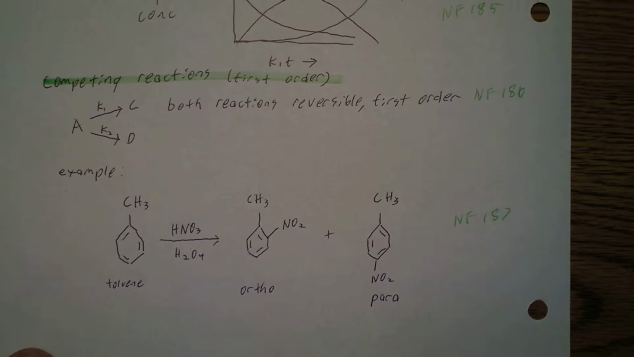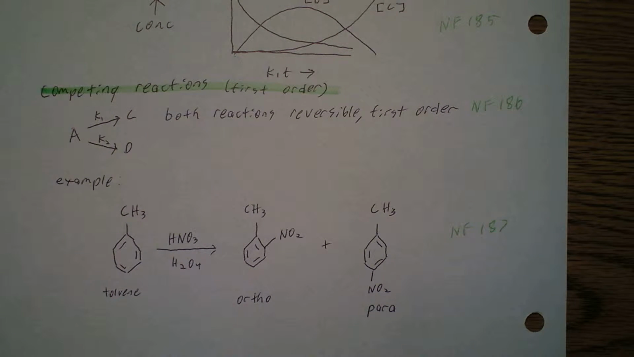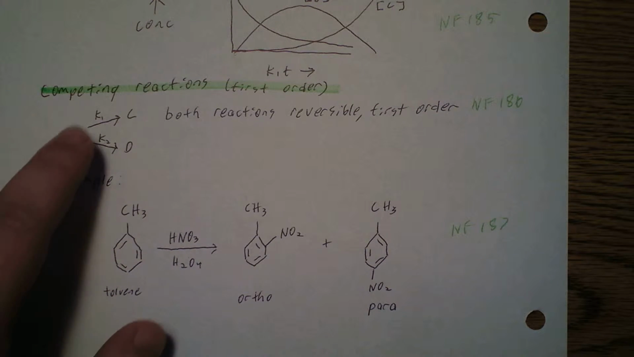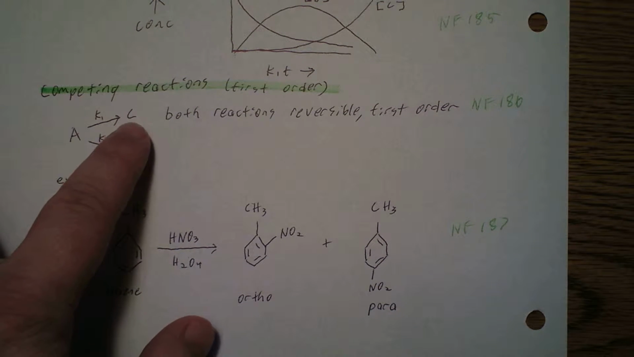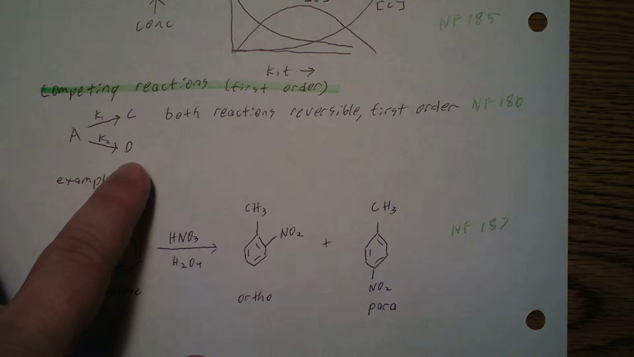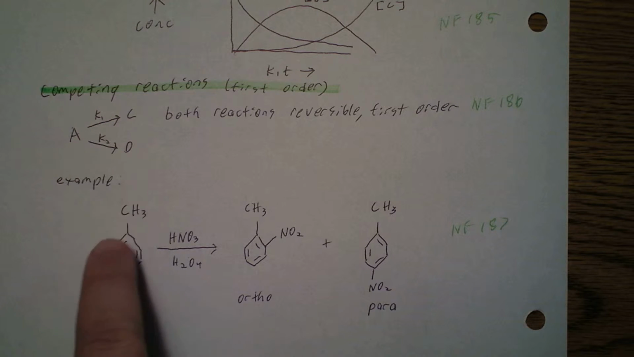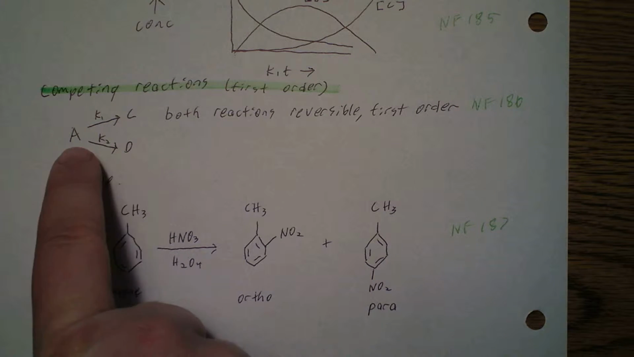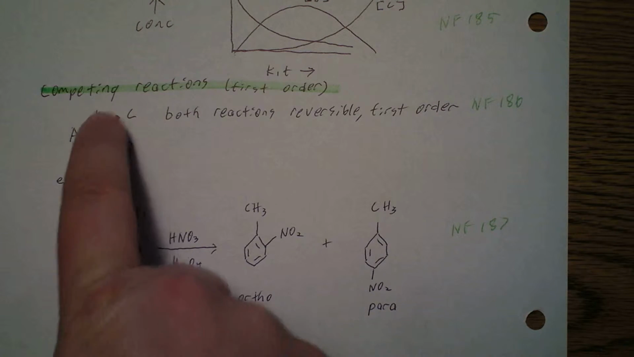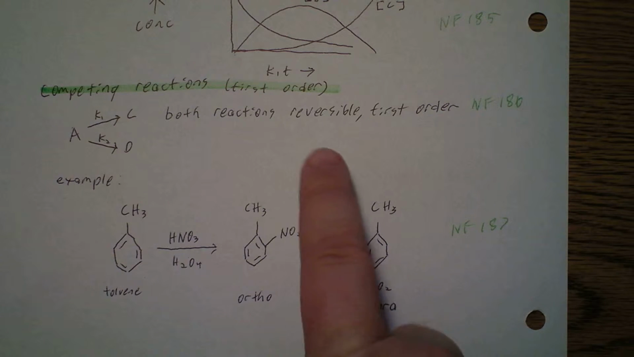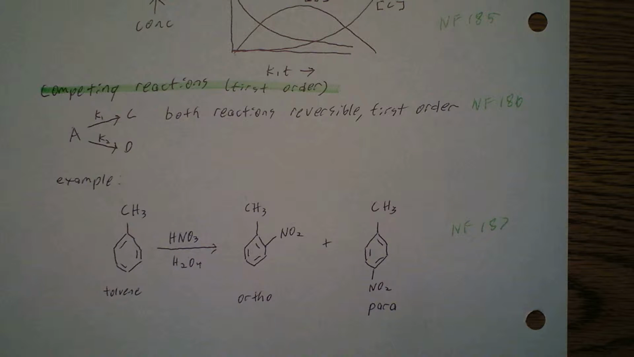Okay, so now what happens if we have competing reactions that are both first order? So we're going to start out with one reactant, substance A, and it could go to product C, or it could go to product D. For the reaction going from A to C, we have the rate constant K1, and going from A to D, we have the rate constant K2. So these two reactions are competing with each other. We're going to say both are reversible and both are first order.